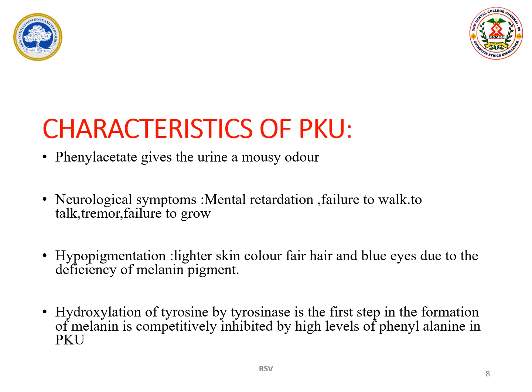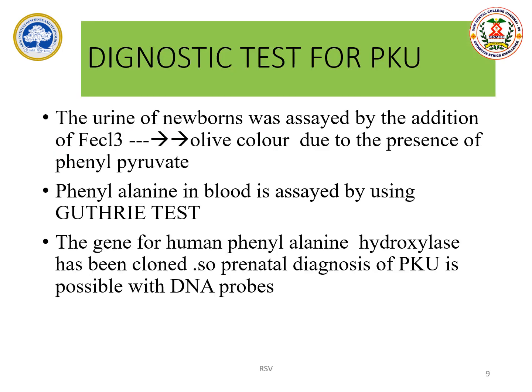Hypopigmentation, lighter skin color, fair color and blue eyes, are all due to the deficiency of melanin pigment. Deficiency of melanin pigment means that tyrosine is not synthesized, so the proper melanin pigments are not made. Hydroxylation of tyrosine by tyrosinase is the first step in the formation of melanin, and it is competitively inhibited by high levels of phenylalanine in phenylketonuria.